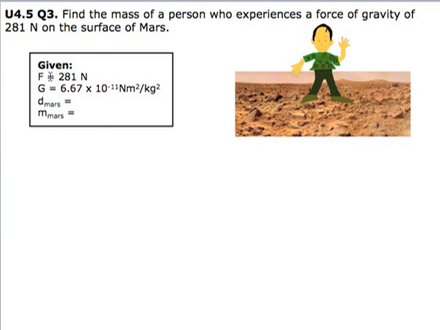First of all, we're given the force of 281 newtons, and then we're going to be using this equation right here, which solves for gravitational forces exerted between two objects, and our two objects are the man and Mars. Big G right here is our gravitational constant. Then m1 is the mass of the man, m2 is the mass of Mars, and d is the diameter of Mars. And so we need to find those.